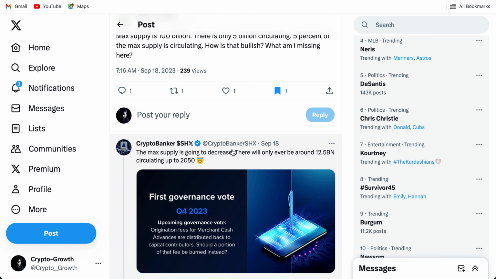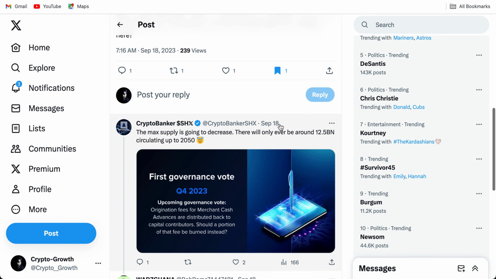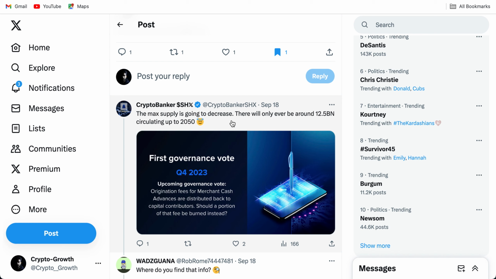Crypto banker SHX, he researched a lot on SHX. He's doing a tremendous, marvelous job, in my opinion, as I have followed him. The max supply is going to decrease. There will only ever be around 12.5 billion circulating supply up to 2050. So merely 12.5 billion circulating up to 2050.